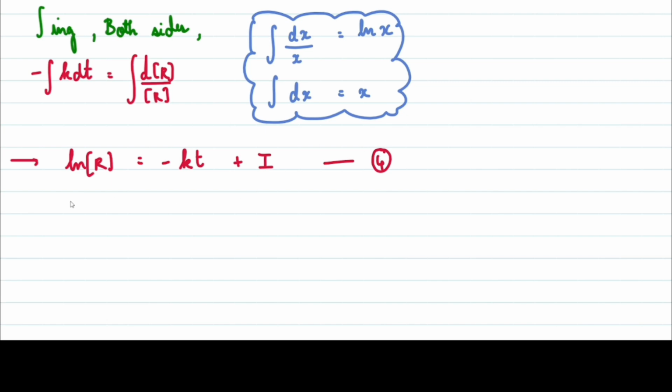Now what we have to do, students, is find the value of this I. To find this value, we have to substitute t is equal to 0. That is, the reaction is not at all starting, the reaction is not proceeding, the time is 0 here. If t is 0, the reactant concentration will be R naught. This is known as the initial concentration.